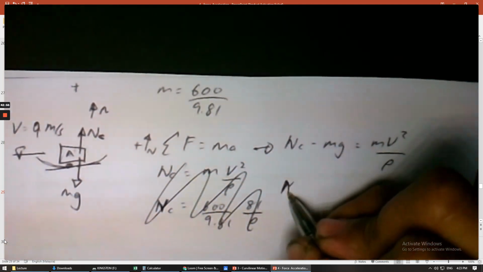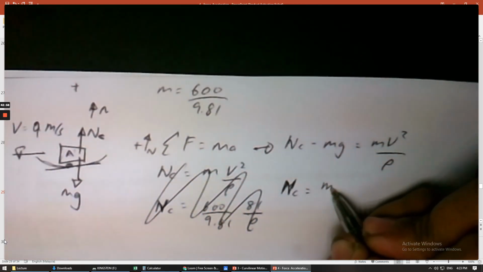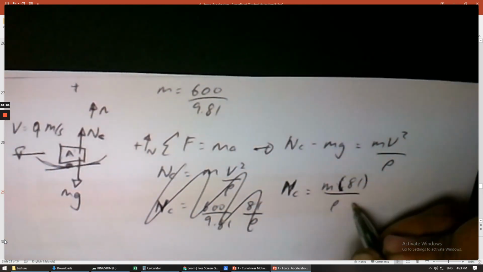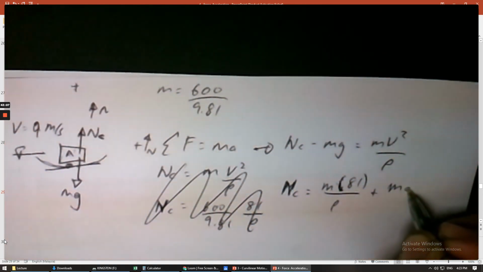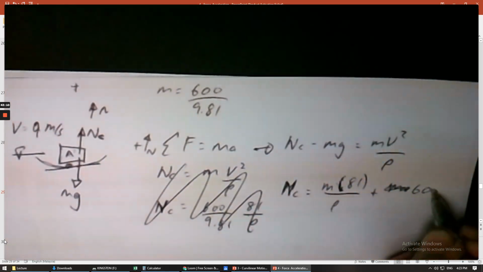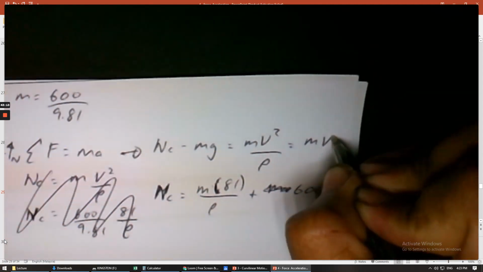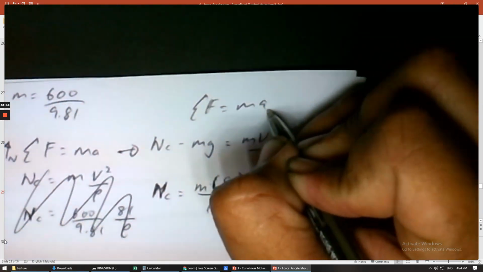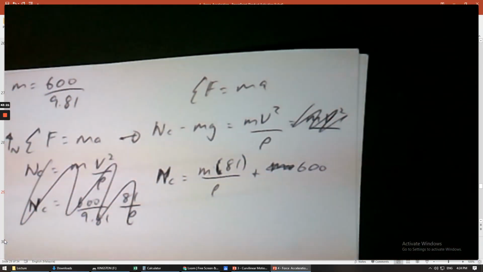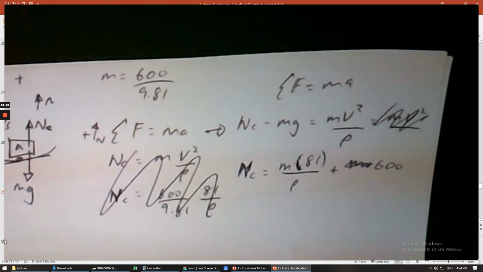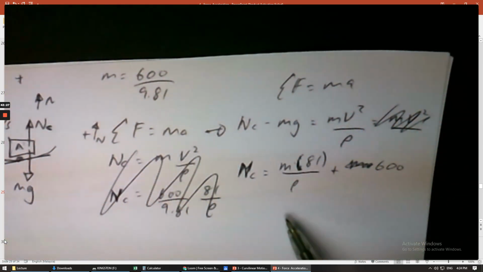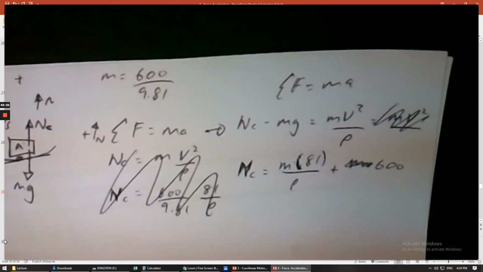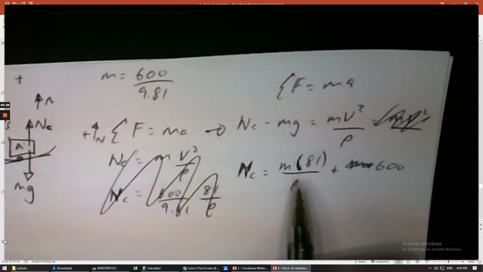So Nc equals mv squared, which is 81, divided by rho, plus mg. Okay, mg is given, sorry, 600. Equals mv squared divided by rho. Oh, sorry, done. So net ma. Okay, so I move the mg to the right side, and what we have left here is this. Okay, so we can get everything.